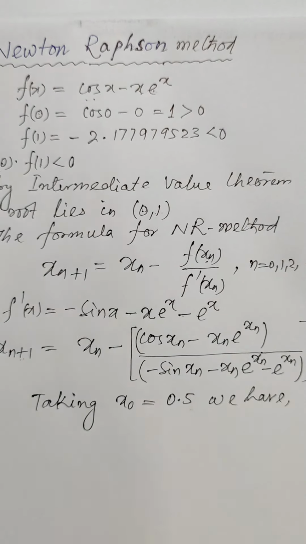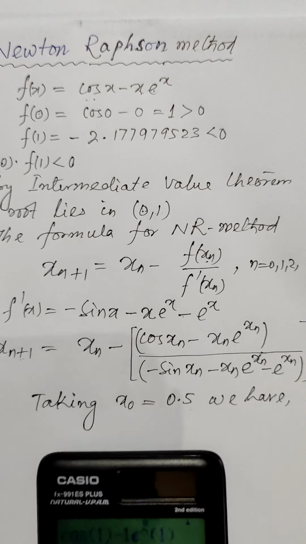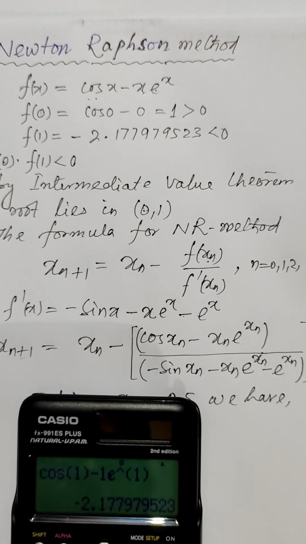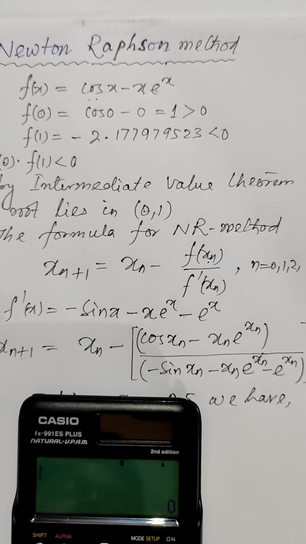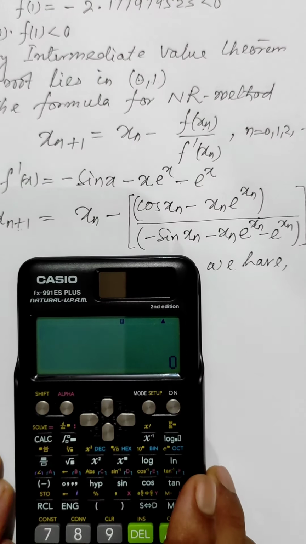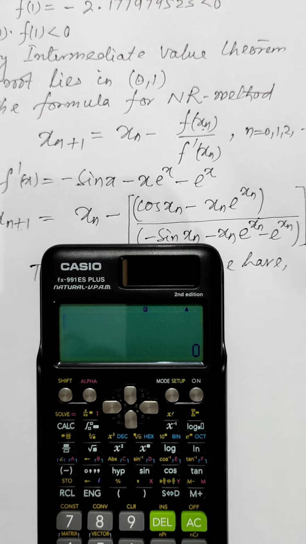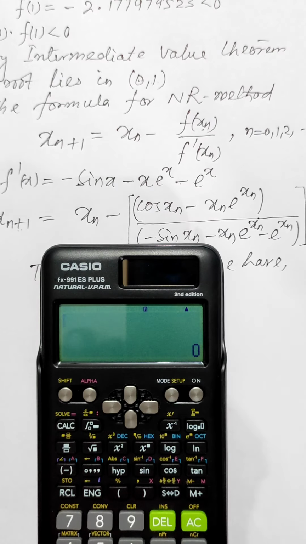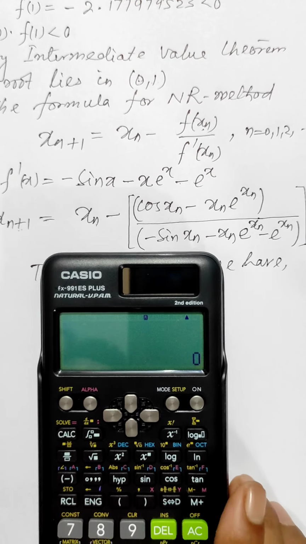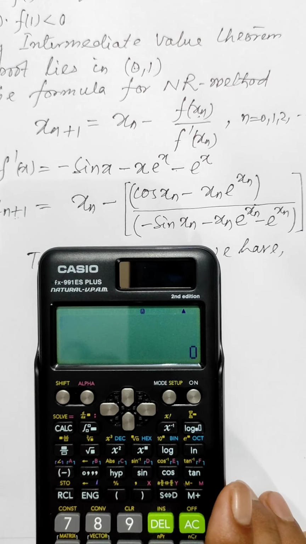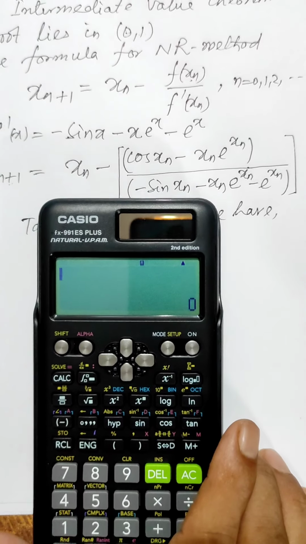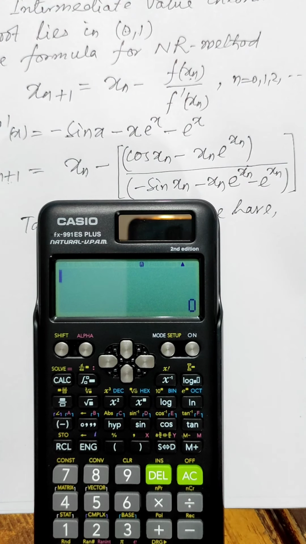So what procedure am I following? Let us see. See here. First of all, set the value x0. x0 is equal to 0.5, I have taken 0.5.